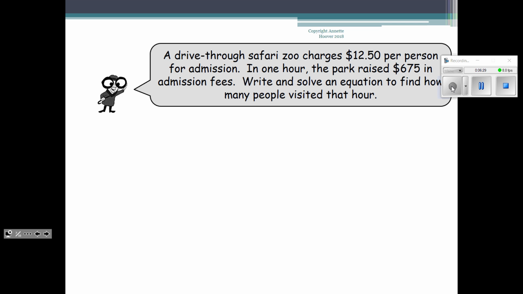When you see this word per, look at what is following it. This is where our variable is going to be. It's $12.50 for every person that comes. That's our unknown number because we don't know how many people. So we're going to write that as $12.50 times the unknown number, x. This represents the number of people that came. They raised $675, so that's the total.